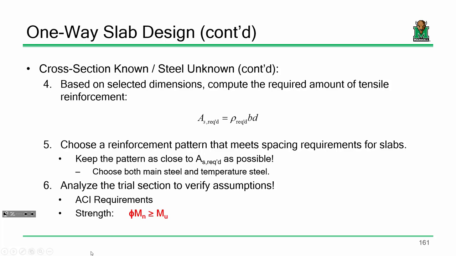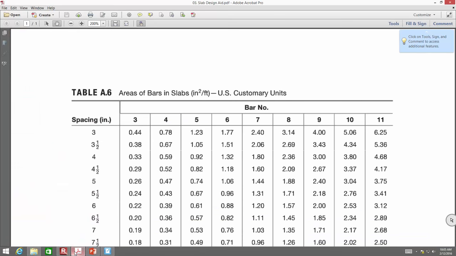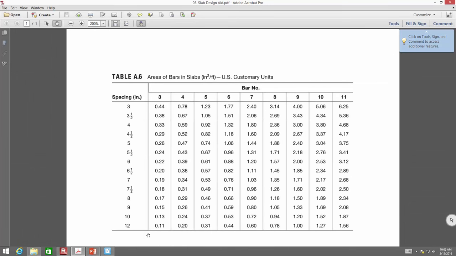We calculate our required steel, rho BD, and then choose a pattern. A couple things to point out, we have to choose a main steel pattern and a temperature steel pattern. We'll talk about that here in a second, but before I do, I have a little handy dandy tool I need to give you all.